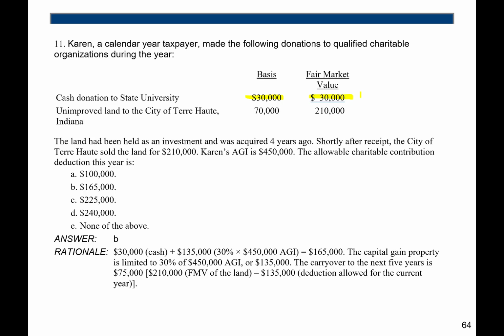So that's 30,000. Then unimproved land that he gives to the city of Terre Haute, Indiana, and it has a fair value of 210 and a basis of 70. And we're thinking that he should be able to go ahead and take that fair value on that unimproved land. Okay, let's see. Oh, it's Karen? Why am I saying he?